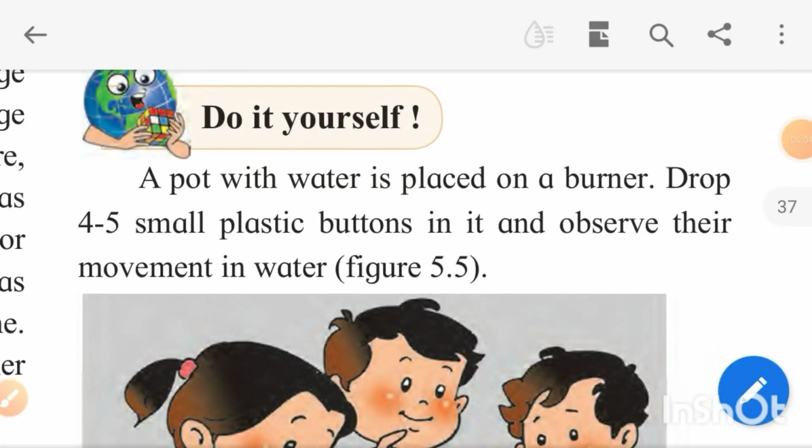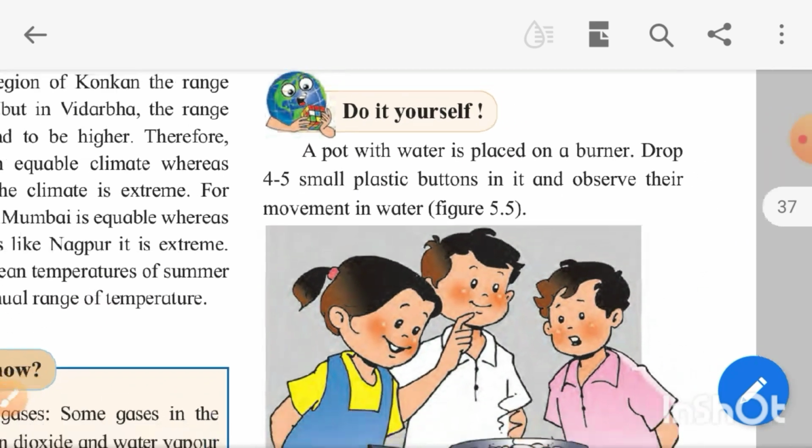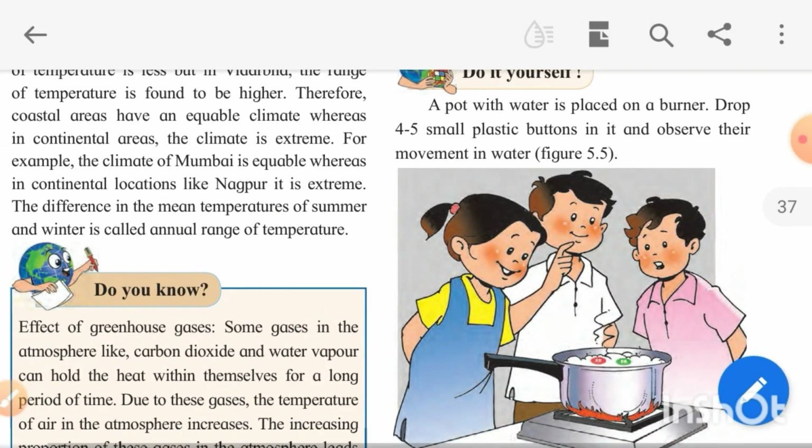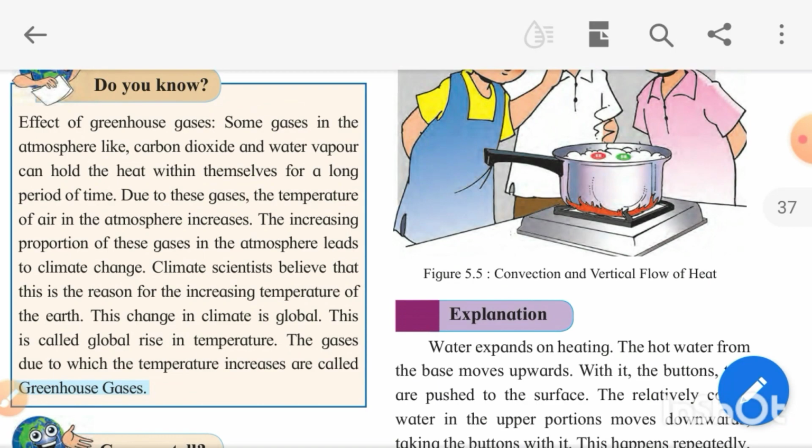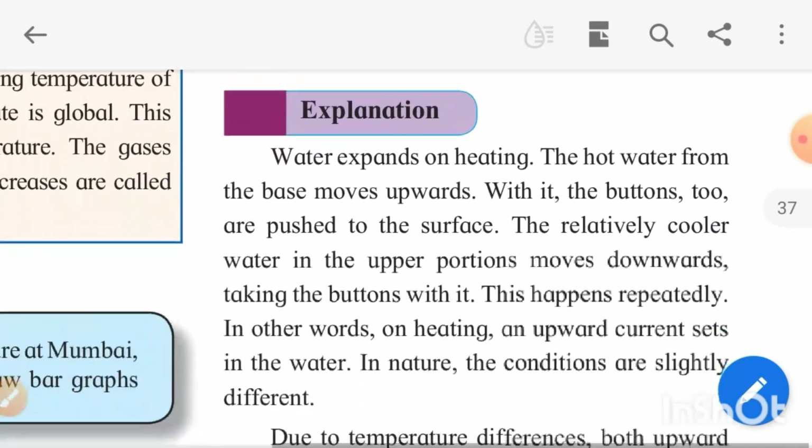So let's read the instruction first. A pot with water is placed on a burner. Drop 4 to 5 small plastic buttons in it and observe their movement in water. Okay, so after dropping 4 to 5 small plastic buttons, what do we observe? It's written here in the explanation.